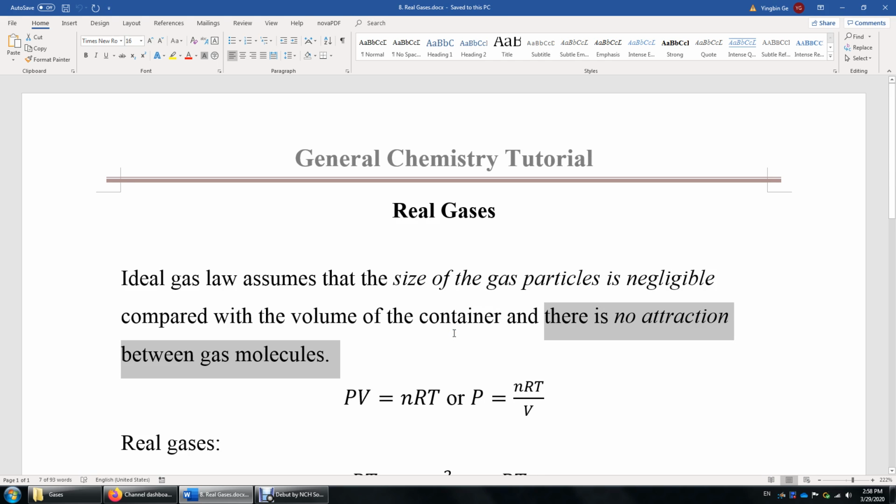Let's talk about these two assumptions. First, let's imagine 1 mole of water vapor in the gas phase with 1 bar pressure or 1 atm pressure at room temperature. Its volume is roughly 24 liters.